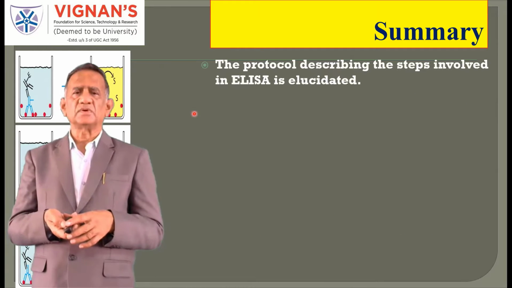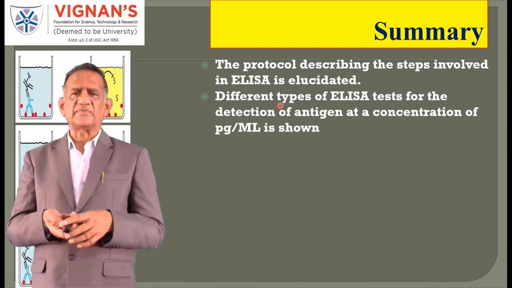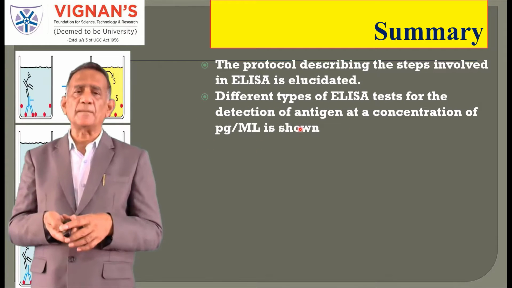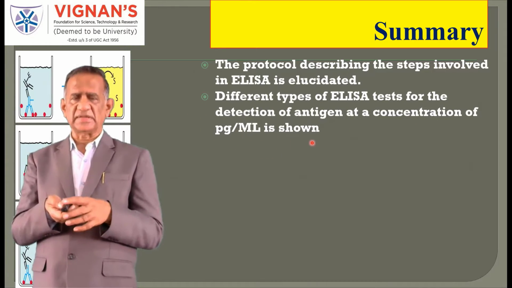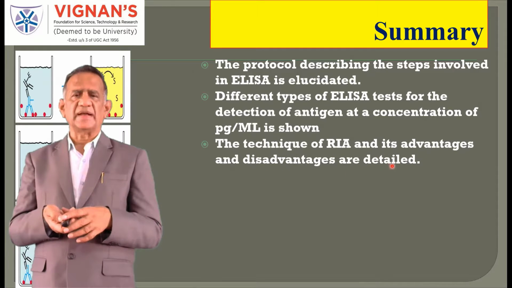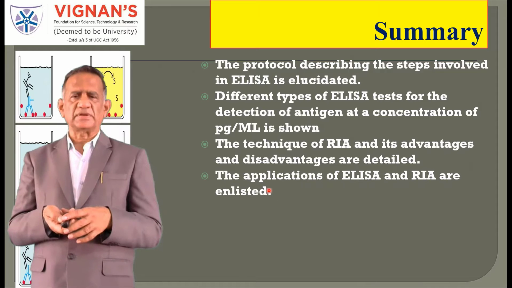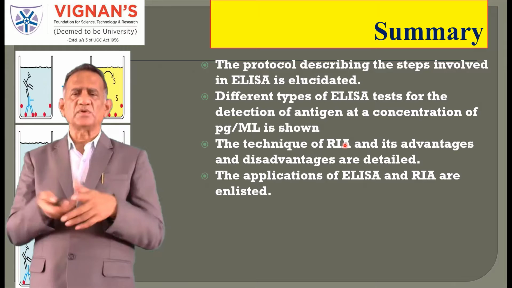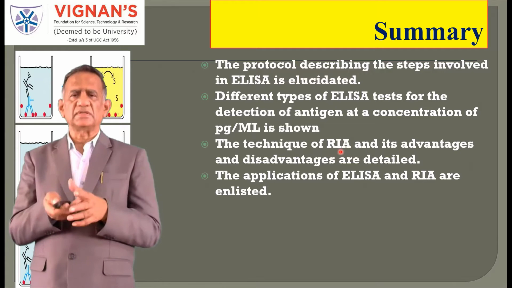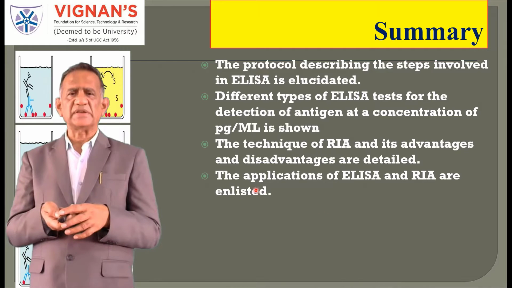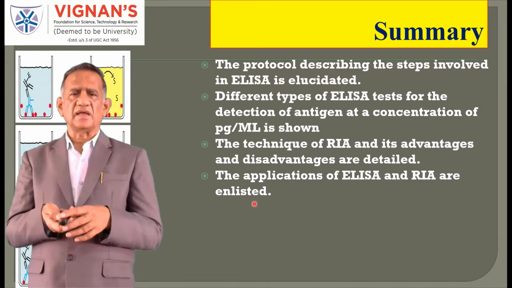Summary. The protocol describing the steps involved in ELISA is elucidated. Different types of ELISA tests for the detection of antigen at a concentration of picogram per ml are shown, that is 10 to the power of minus 12. The technique of RIA and its advantages and disadvantages are detailed. Particularly, RIA involves radioactivity, so we can't dispose of it just like that; there are certain restrictions on using radioactive labeled compounds. The applications of ELISA and RIA are enlisted.